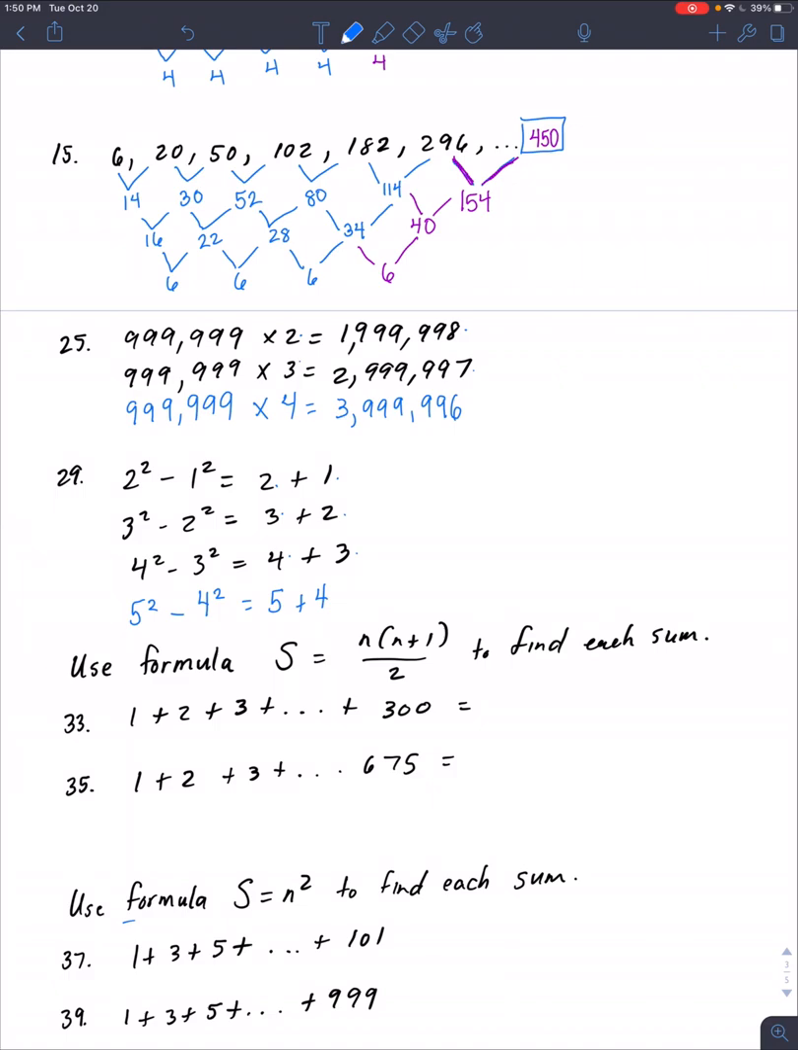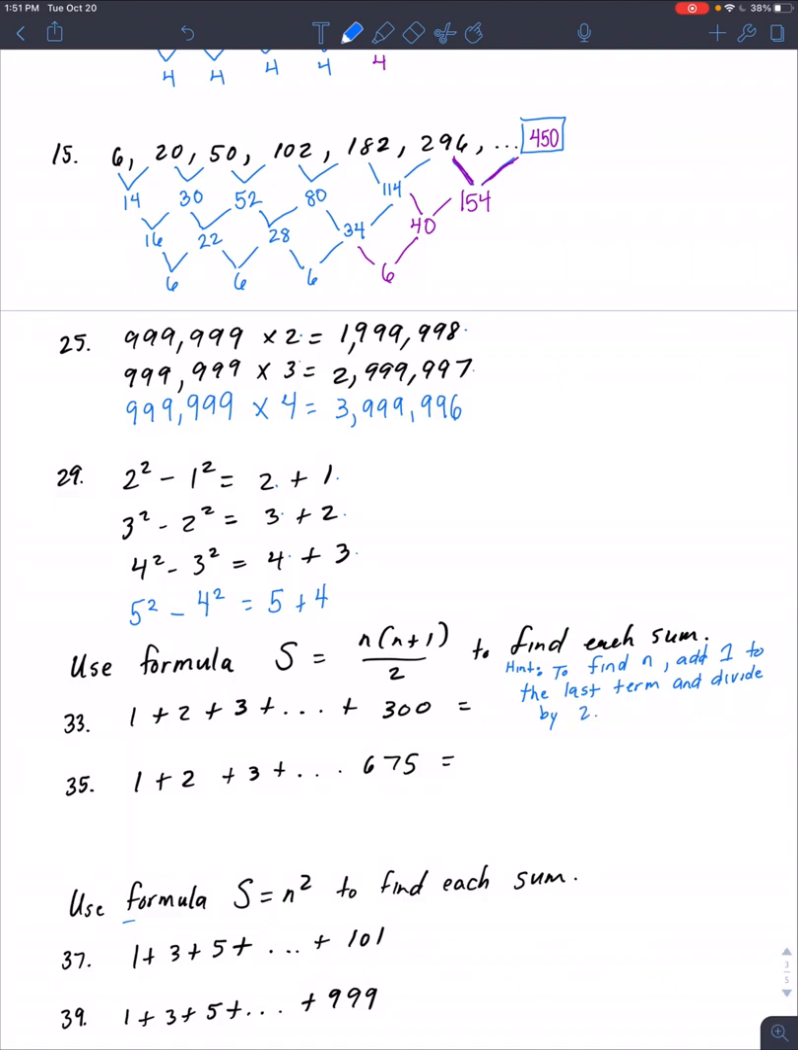Alright, the next one you're given a formula, and it says use this formula to find each sum. And I'm going to give you a hint. The hint is to find n, to find n that you need for the formula, add 1 to the last term and divide by 2. That'll tell you how many number of terms in the sequence.